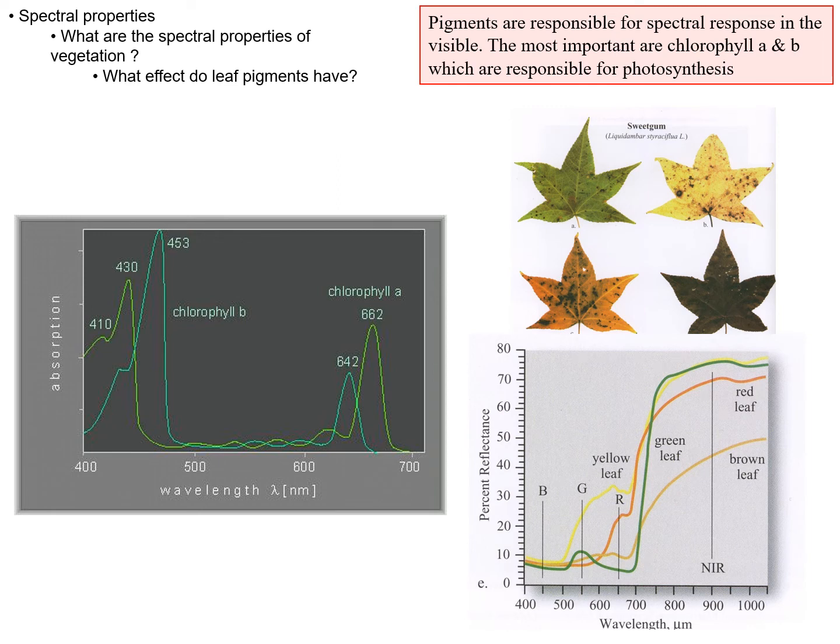So what are the spectral properties of vegetation? What's the effect of leaf pigments? There in the diagram to the left, I'm showing you the absorption features of chlorophyll A and chlorophyll B. And you can see that between them, they absorb between 400 and 500 nanometers and 620 and 680 nanometers. And they don't do very much absorption in the green. And so those are the primary pigments we're interested in for our purposes.